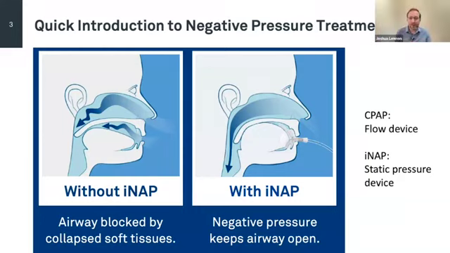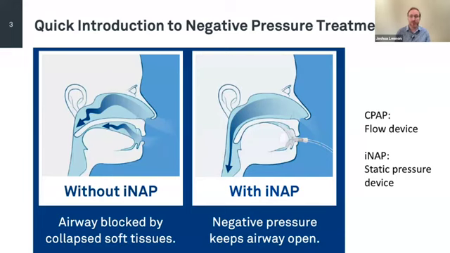Sure. I think a lot of the difficulty people have with CPAP or BPAP is the novelty of that positive pressure. It's not something that we're used to experiencing in our airway at any given time. Whereas with negative airway pressure, the amount of pressure utilized with a device like the iNAP is substantially smaller than the amount of pressure that we're used to experiencing in other scenarios.